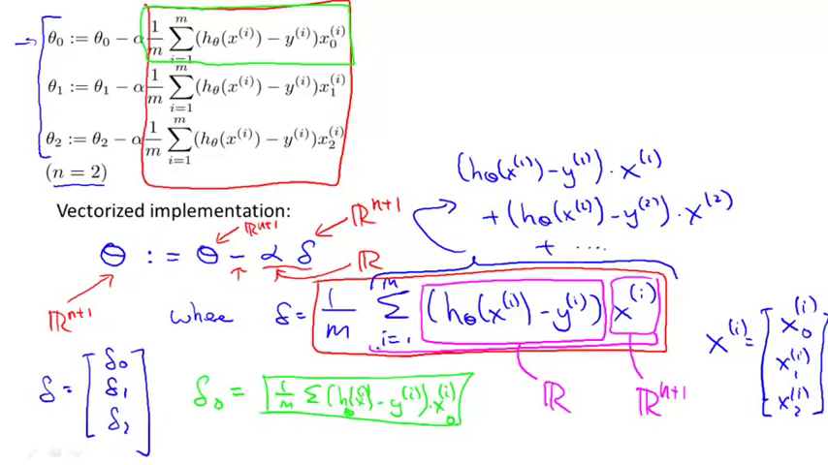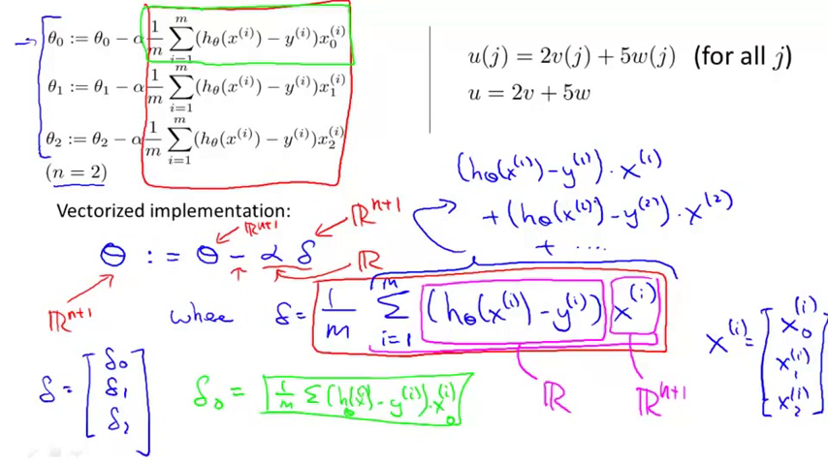Because this is a summation over i, as i ranges from 1 through m, you get these different terms, and you're summing up these terms. This is a lot like the earlier quiz, where you saw this equation: to vectorize this code, we would set u equals 2v plus 5w. So the vector u is 2 times the vector v plus 5 times the vector w. This is an example of how to add different vectors.